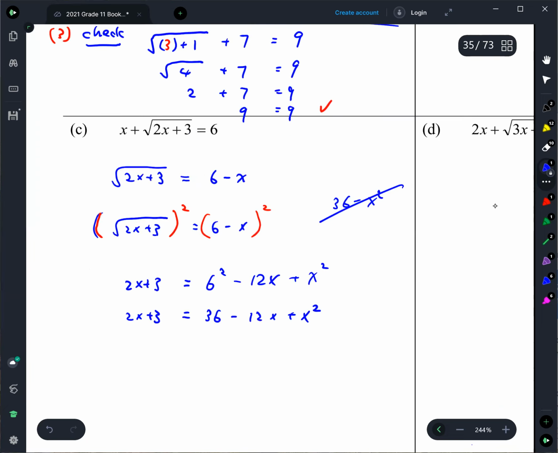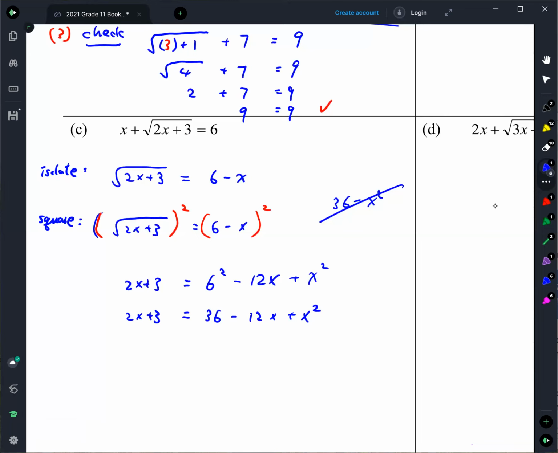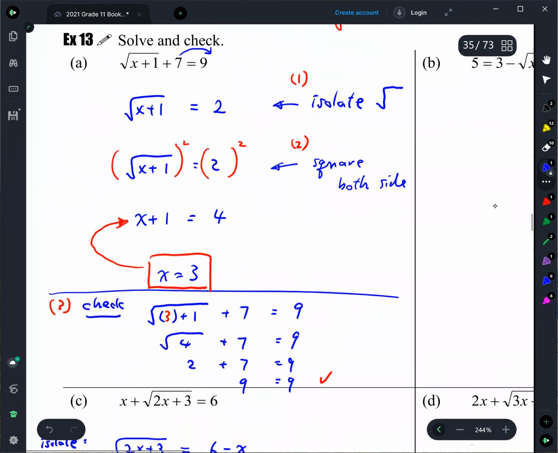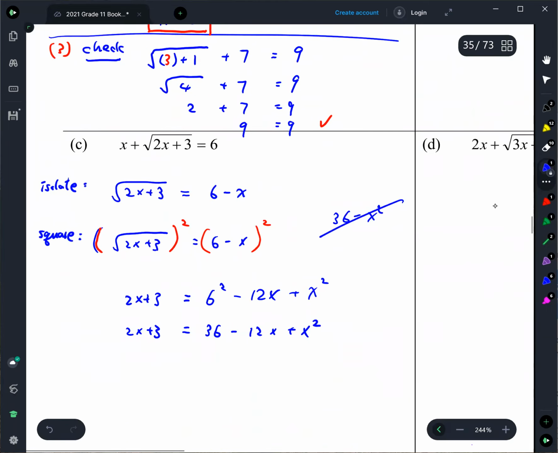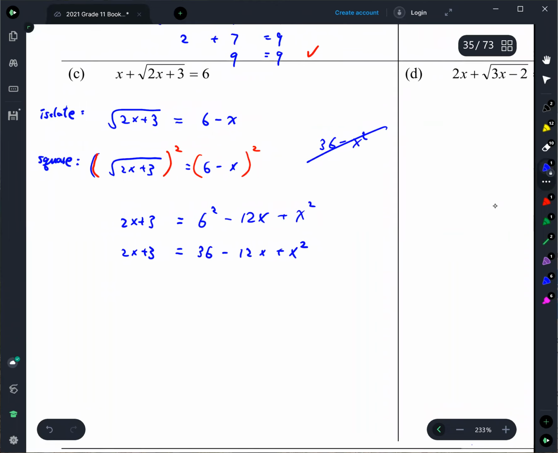Let's write down the steps that we did. Here we isolate. Here we square both sides. Once you get to here, this equation is different from the equation we had before. The equation above had no square at all, but for this one, we get a square. So you need to use something you learned a while ago. This is called a quadratic equation. So we need to move everything to one side, making one side equal to 0.